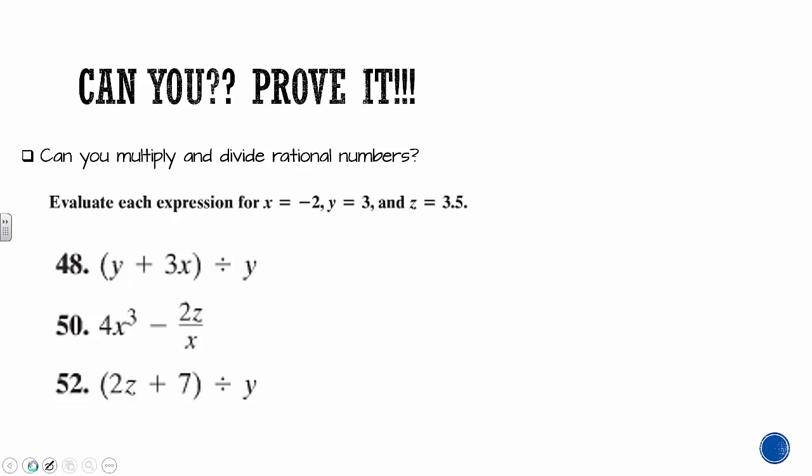So you should be able to multiply and divide rational numbers with these 3 examples. You need to plug in negative 2 for x, 3 for y, and 3.5 for z, and then do your multiplication and division. Remember also to follow PEMDAS. Make sure you write down any questions you have, and we can go over them in class tomorrow.